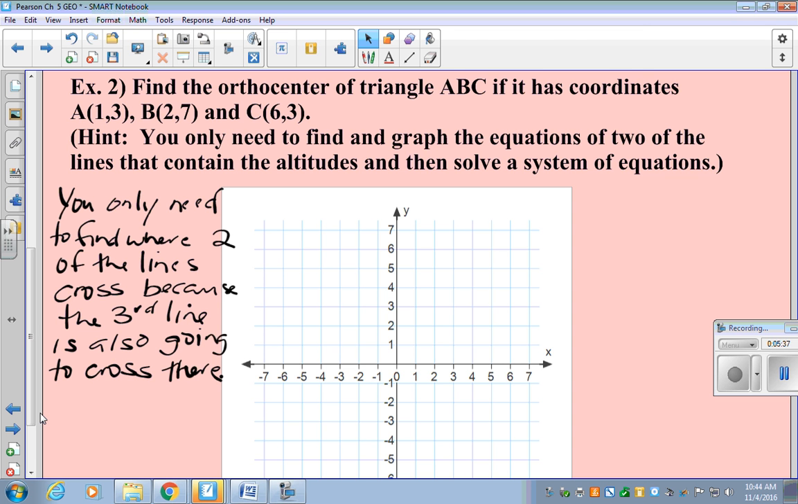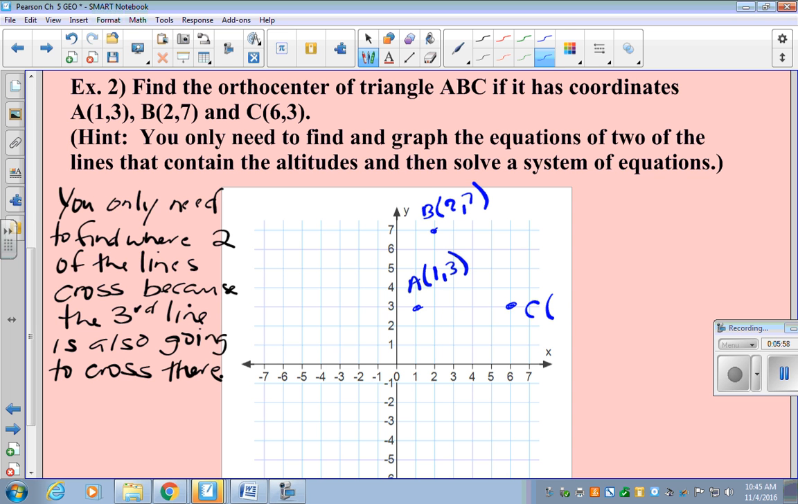All right. While you guys are finishing writing that down, I will plot these 3 points. A is 1, 3. B is 2, 7. And C is 6, 3. Since we have our rulers with us, let's go ahead and make straight lines between each of our points.